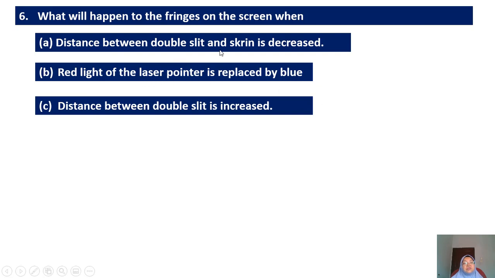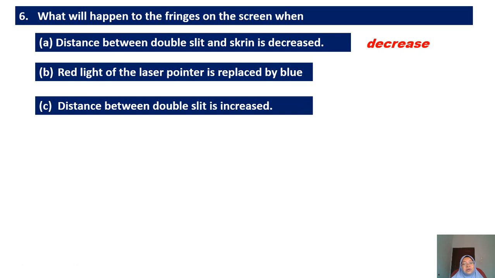So double slit A is inversely proportional, so X will be decreased. Okay? Now the distance between the double slit and the screen, sorry, this is referred to as D. So D and X are directly proportional, right? So this will be decreased.